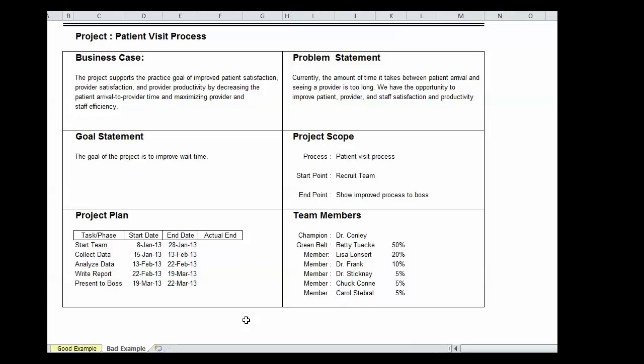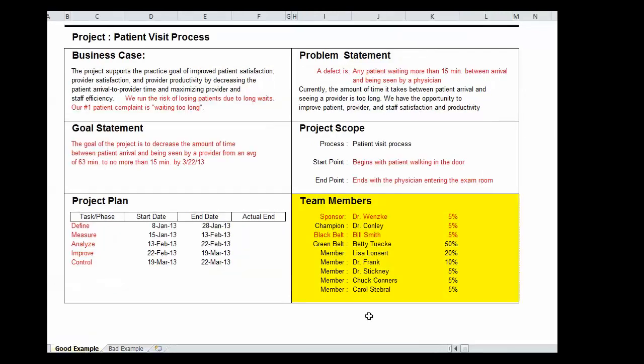Also, for Dr. Conley, we don't know what percentage of time we need from Dr. Conley. And lastly, we are missing the black belt advisor. Who would the green belt go to for advice if they had any questions? In the corrected example, you see that we've addressed that. The sponsor and champion are different people. The percentage of times for all these folks seems to be roughly correct. So hopefully you found all of the problems. We'll correct that, and we'll have a nice rock-solid charter.